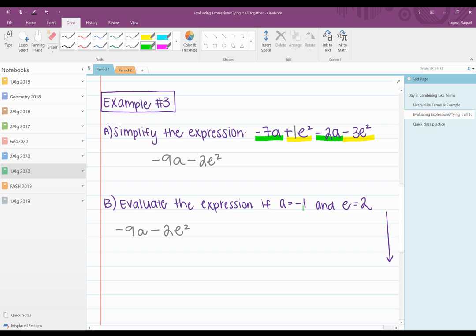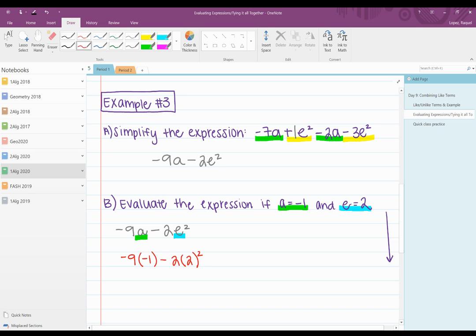And this time they're saying a is going to equal negative 1, and e is going to equal 2. So I'm going to replace those values into the expression. I've got negative 9, and instead of writing a, I'm going to replace that with the negative 1 that they gave me. So that's negative 9, and then in parentheses, negative 1, and that shows multiplication, minus 2, and instead of writing e, I'm going to write 2 squared.